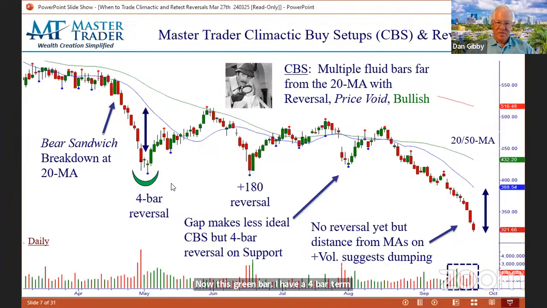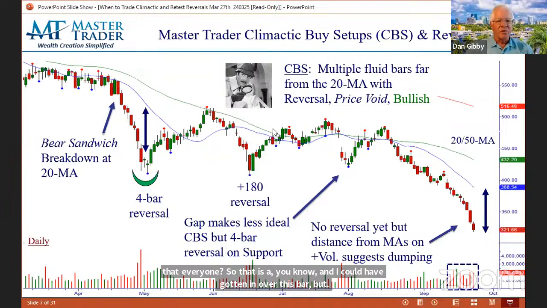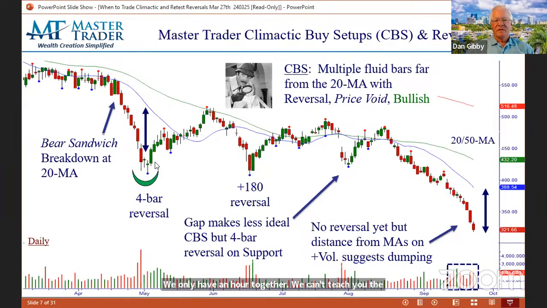See that, everyone? I could have gotten in over this bar, but we only have an hour together. We can't teach you the whole course. But now I have the confidence that that's a short-term low. What about this one? It came down sloppier than this one. This one, we want them far from the 20 MA, because of the rubber band, and they snap back more. But this is a beautiful 180 reversal. This one, I wouldn't touch. It started with a gap. It's not a potent turn. It worked, but the quality of this one is horrible.